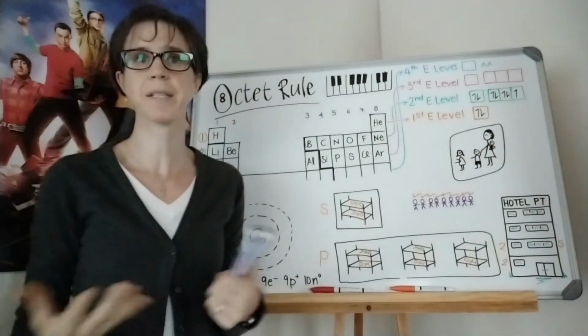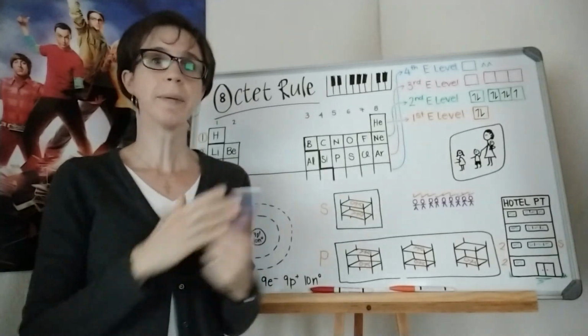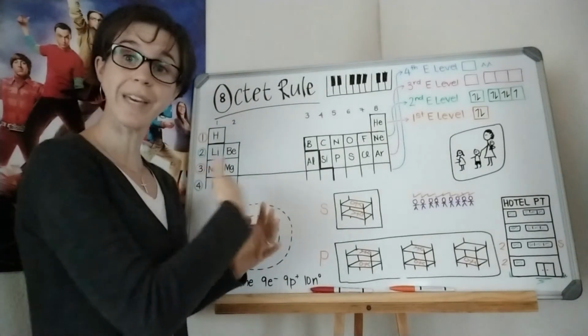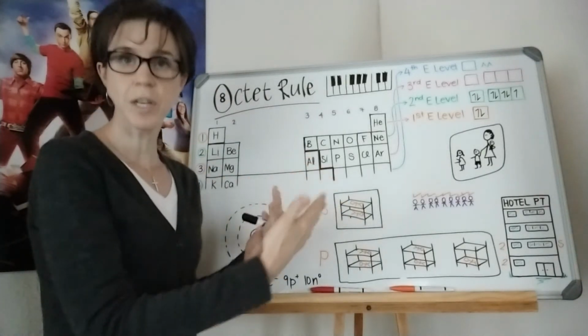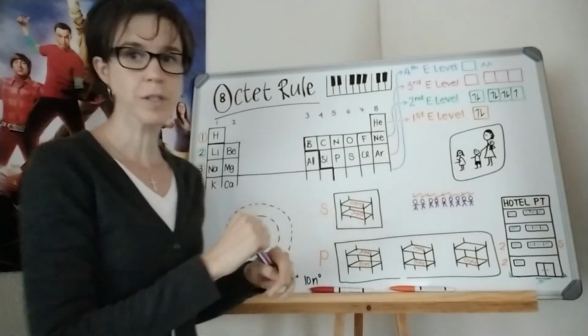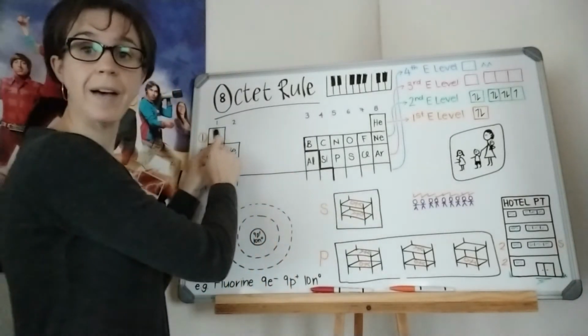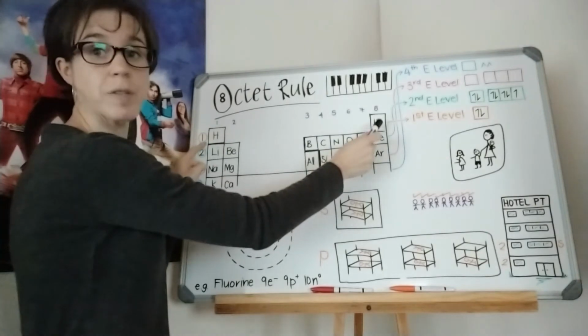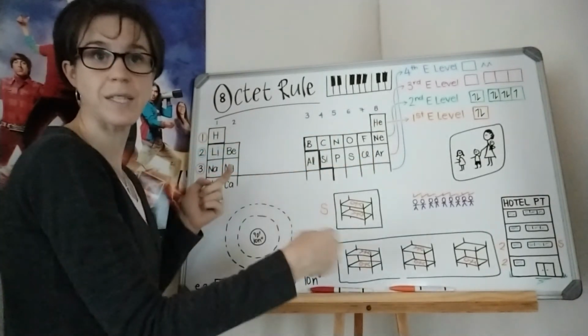Now how does this relate back to the periodic table? Remember that the periodic table is arranged in order of increasing atomic number, which gives us the number of protons or electrons. So hydrogen would have 1 electron, helium would have 2 electrons, lithium 3, and so on.